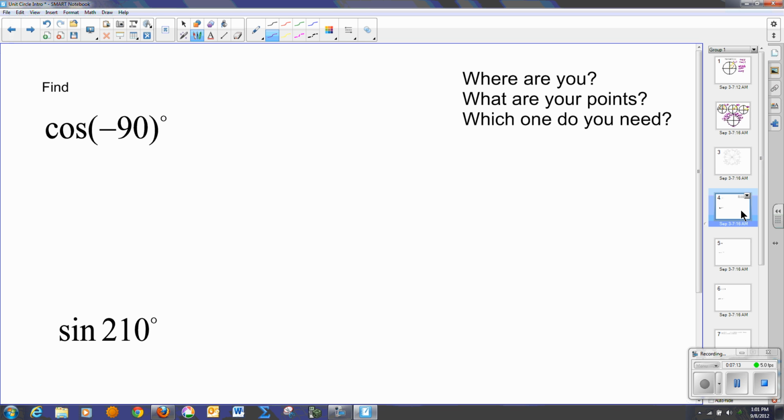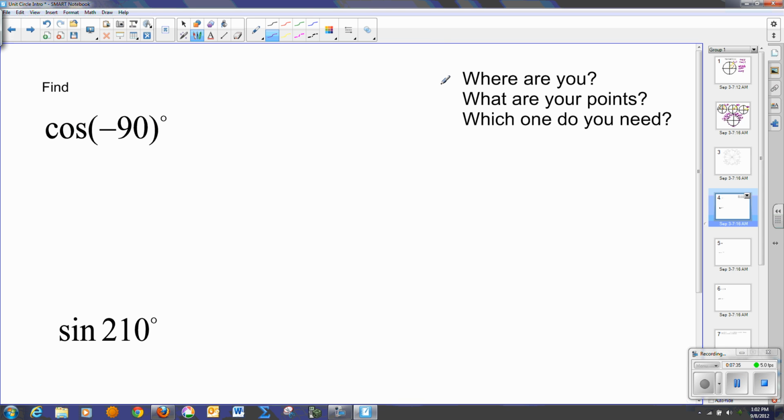So what we're going to do now is find specific values for sine and cosine on the unit circle, not using a calculator, because we can use a calculator to do this, and I'll show you how to do that in a couple of minutes, but we're going to answer these questions without a calculator. Let's take a look at our first example. It asks for a cosine of negative 90 degrees.